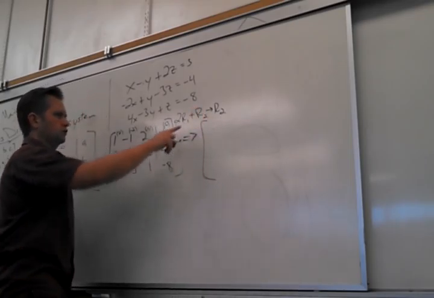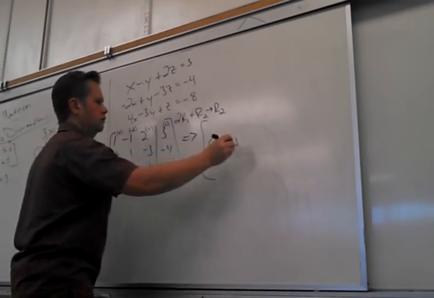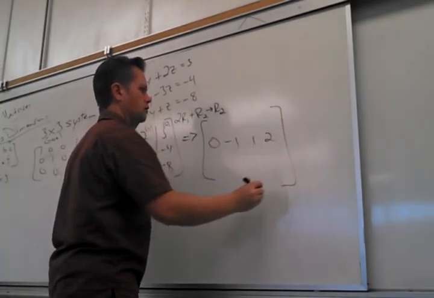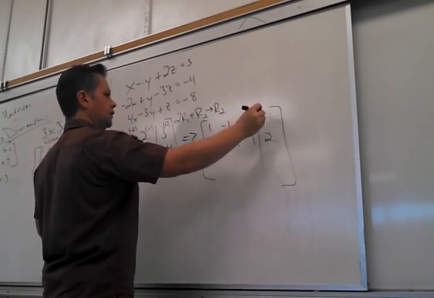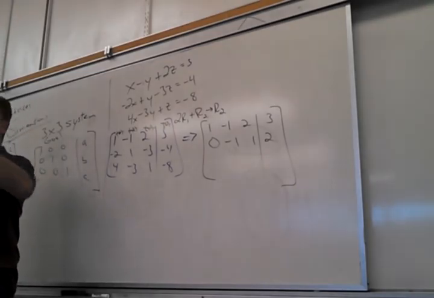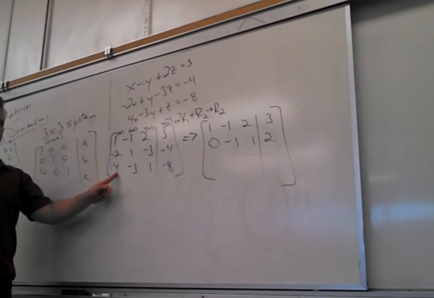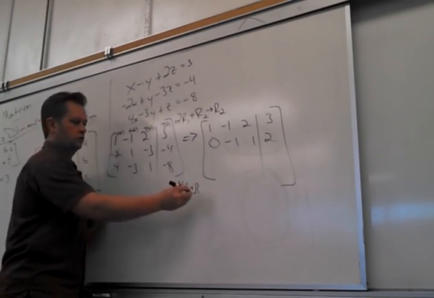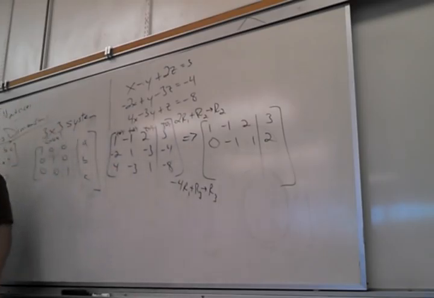Okay, so what do we get in row 2 then? 0, negative 1, 1, 2. And row 1's the same. Now here's the utility of this. So I don't need these anymore, do I? Now, before I write row 3, let's go ahead and do it. What would I do to kill this guy? Negative 4R1, right? Plus R3. Put the answer in R3, because that's where I want my 0 to show up, right?